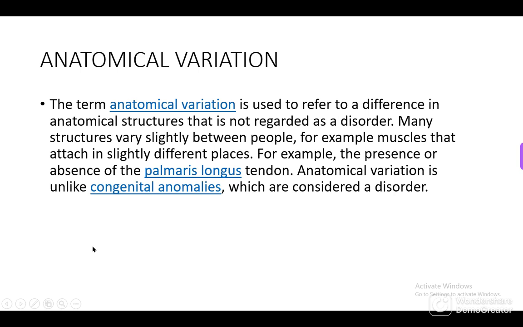Diurnal variations, for example, from day to night, the variation in blood pressure, pulse, and other things. Anomalies mean a fixed type of problem related to maldevelopment in the fetus. It is called congenital anomalies.